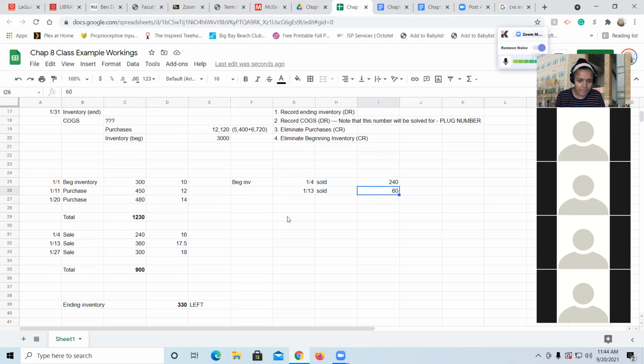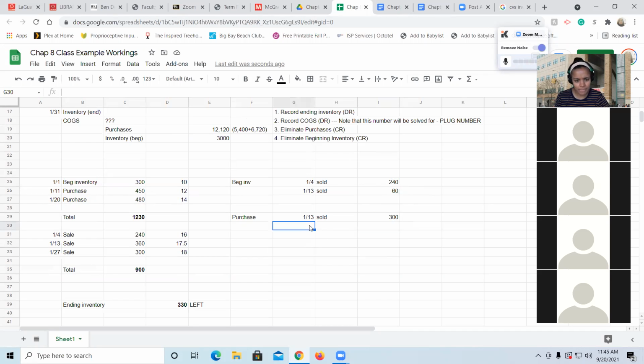Okay, and then the purchase from 1/11. The purchase from 1/11 on 1/13, you only sold 300, okay? Because the sale is 360, but you only sold 300 because the other 60 came from the beginning inventory. That's a hard one, because you're splitting the sale between two batches of inventory. Do you see that? Yes, Professor.